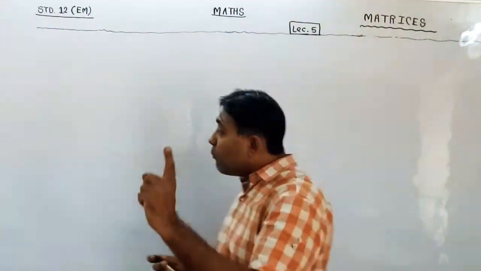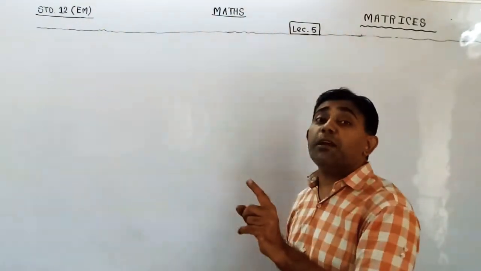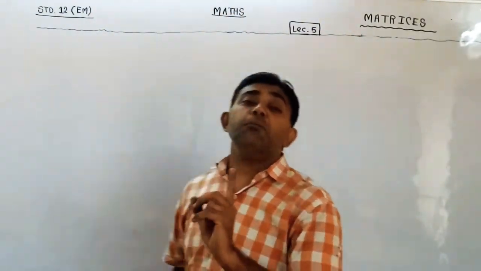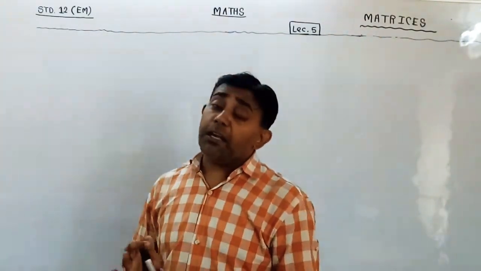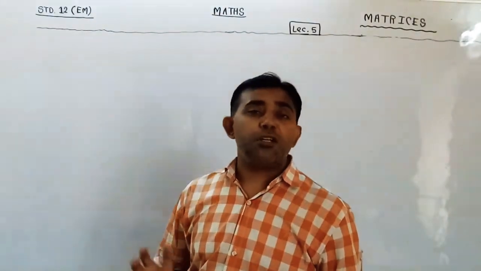Remember that the number of columns of the first matrix and the number of rows of the second matrix must be the same. Then we multiply both matrices, right? And in the case of addition, the order of both matrices must be the same.